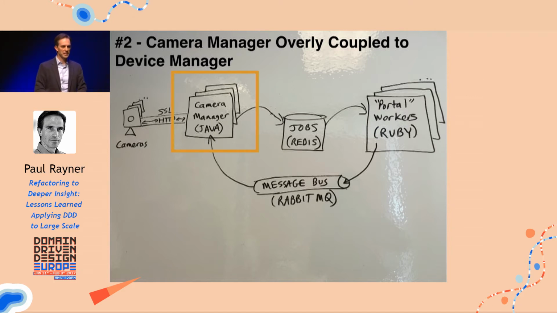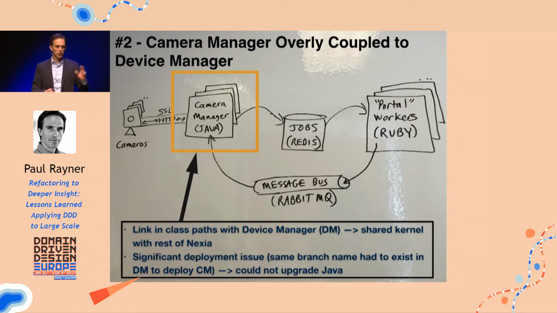Problem number two is the camera manager was overly coupled to device manager, and this is far more of a technical kind of issue. So I'm talking about the Java side of things. Basically, because it had grown out of device manager, it had a link in the class paths with the device manager, and so this function in DDD terms is a shared kernel with the rest of Nexia. So we couldn't upgrade Java because we couldn't upgrade Java. It's like that joke that Joe Armstrong tells, you want a banana, but you get the gorilla holding the banana and the whole jungle as well, right? This sort of feels like that. So it's a significant deployment issue here.